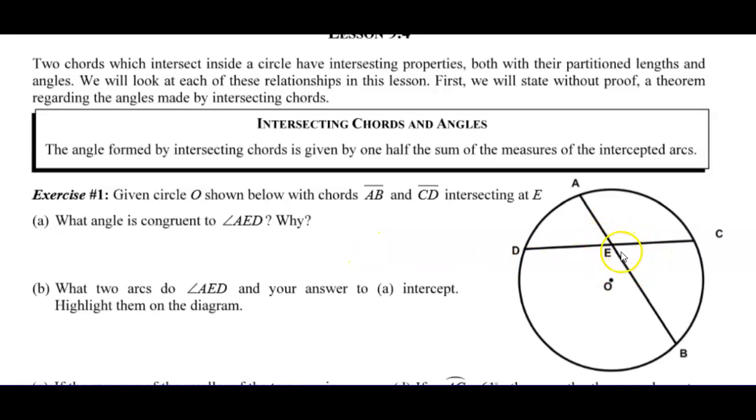So first off, what angle is congruent to AED? Well, AED is here. The congruent one would be the one on the opposite side, so angle CEB, because they are vertical angles. Okay, so what two arcs do AED and angle CEB intercept? If we look at the intercepted arcs there, arc AD is the intercepted arc for angle AED, and arc CB would be the intercepted arc for angle CEB.